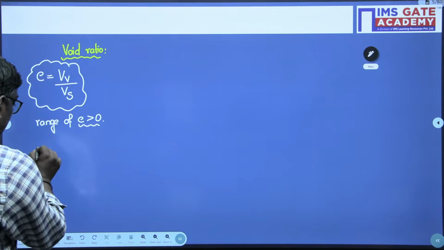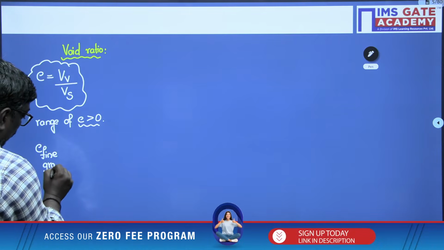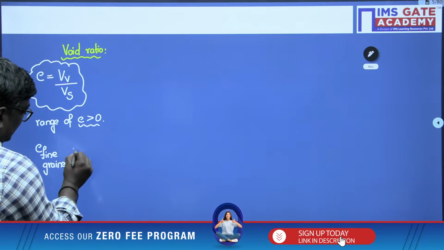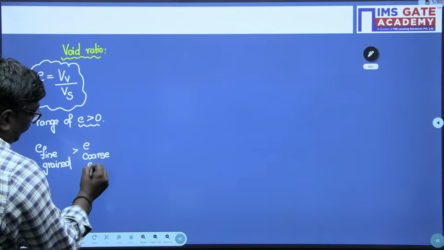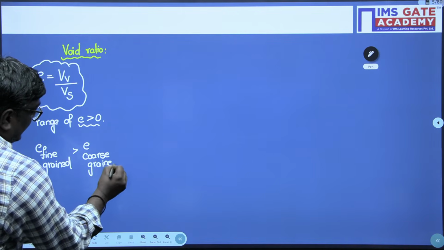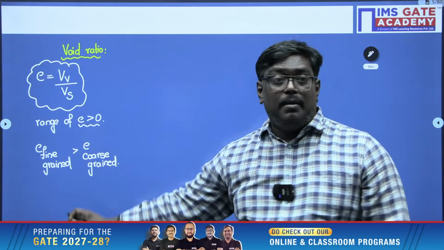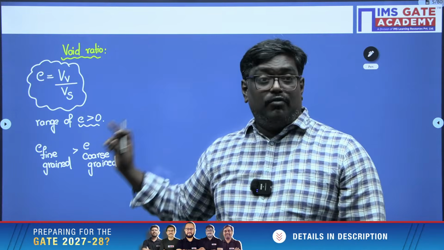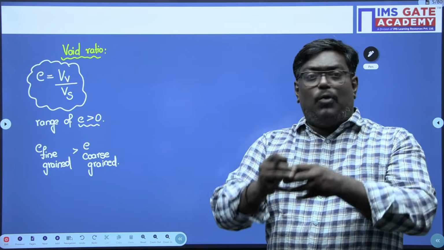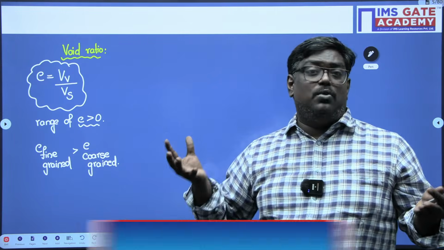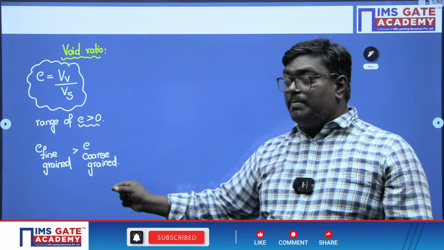And remember, sir, the void ratio for fine grained is always greater than the void ratio for coarse grained. This is a very important point. Usually students feel that void ratio for coarse grained is more when compared to fine grained. But let me tell you, the size of the void will be more in coarse grained, but void ratio will be less for coarse grained and more for fine grained, because when you add the number of voids, in fine grained the number of voids will be more, whereas in coarse grained the size of void will be more. And remember, this is an important thing.